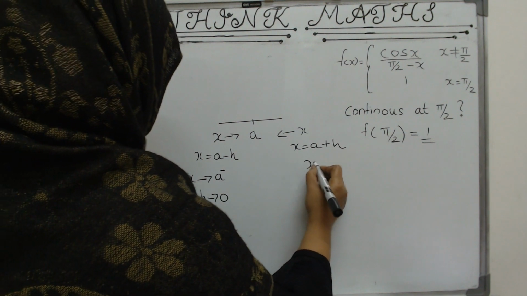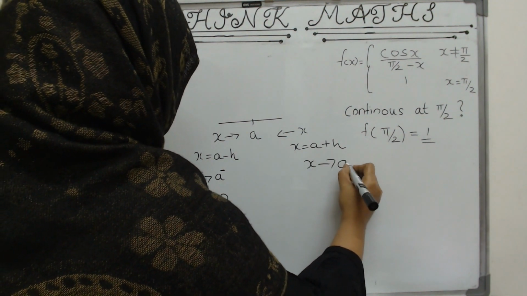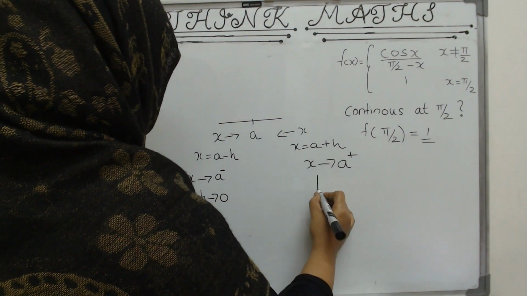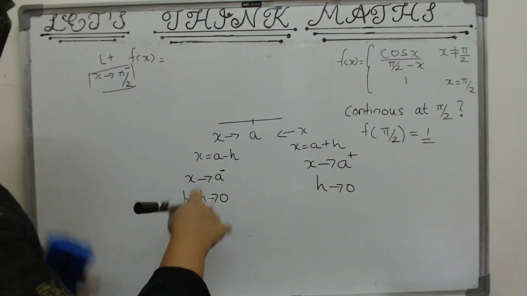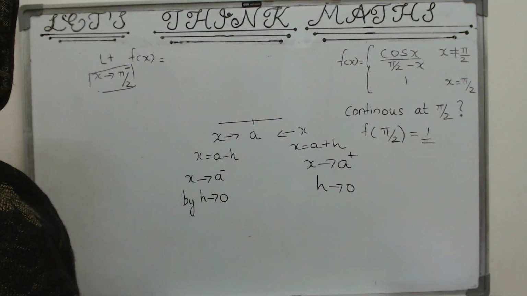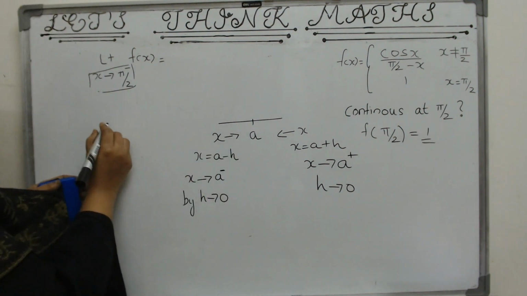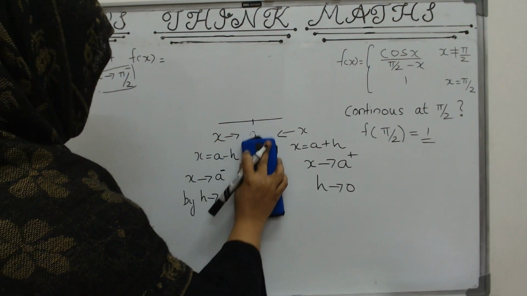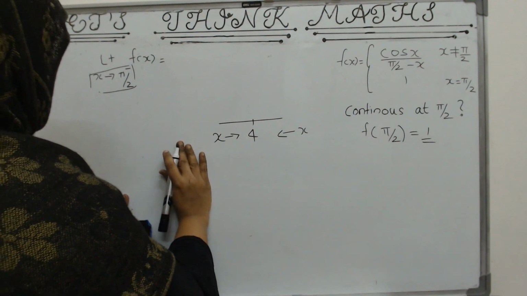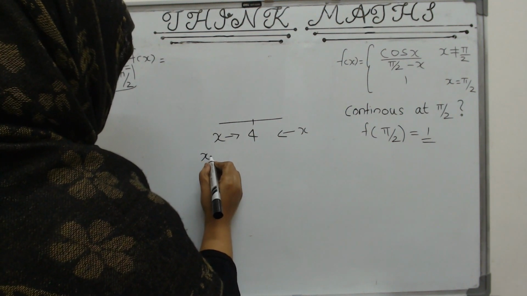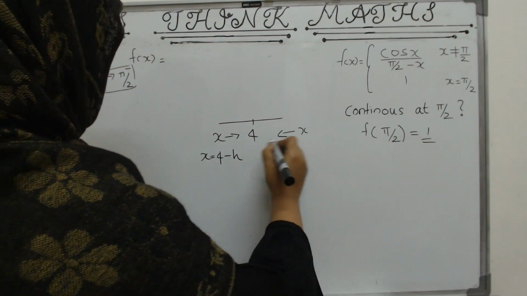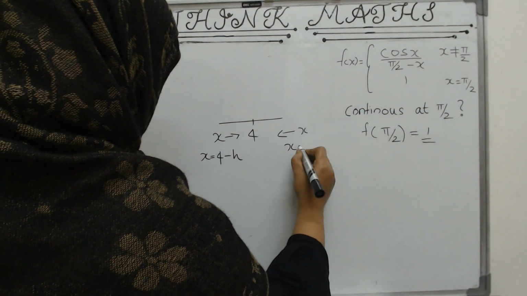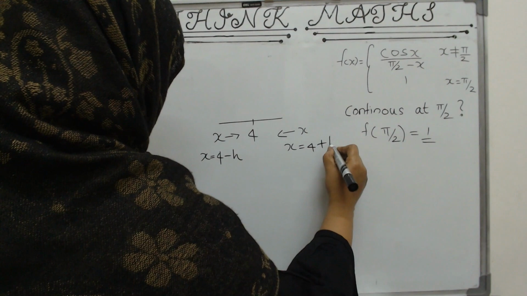Same here. Instead of saying x approaches a from the right, we can say h approaches 0. And how does this work? What is the logic behind it? Instead of a, I will take 4 and we will see how this works. For all values less than 4, what are you going to take? Take x is equal to 4 minus h. For all values above 4, take x is equal to 4 plus h.